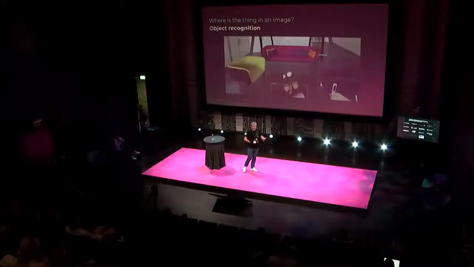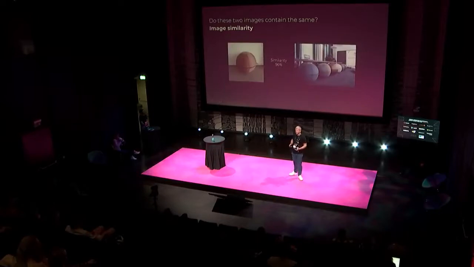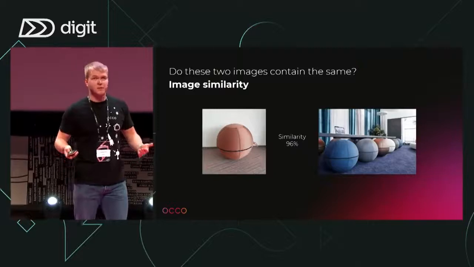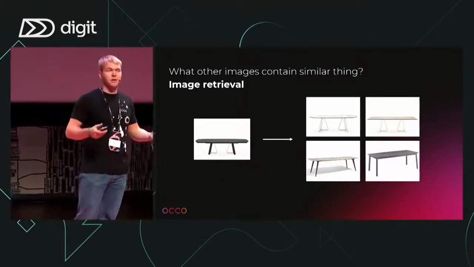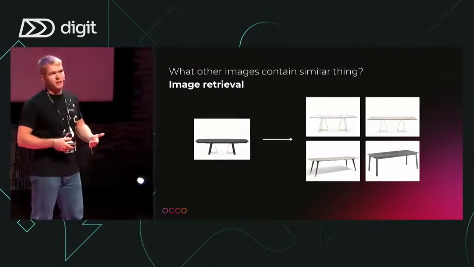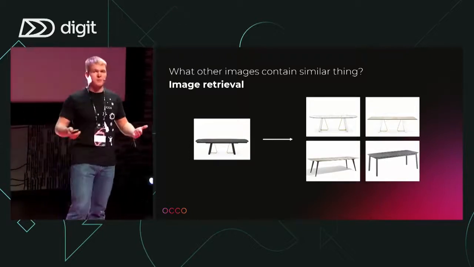For example, what is in the image? We solve that with image classification. We also ask, where is an object in the image? And we solve that with object detection. Sometimes we ask, do these 2 images contain the same? Very common in verification services, and we do that with image similarity. In OCCO's case, we often ask, what similar images do we have in our database that we can offer to the user? And we do that with image retrieval.